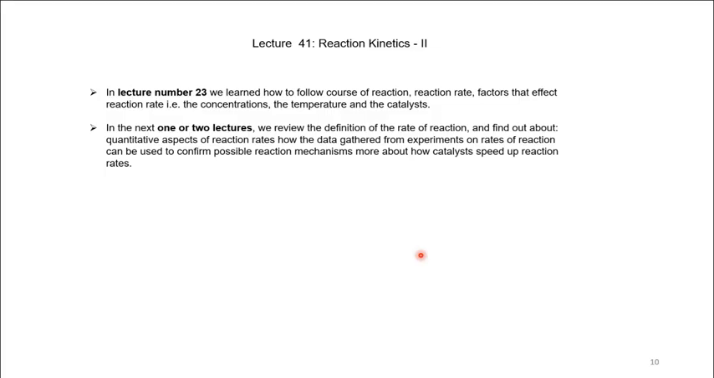We have discussed chemical kinetics in AS level. With the knowledge of AS level chemical kinetics, we will now extend this knowledge for A-level chemistry, and we call it reaction kinetics 2. We will take this on the 41st lecture, and maybe we need 2 lectures, the 41st and 42nd lecture, for reaction kinetics 2.